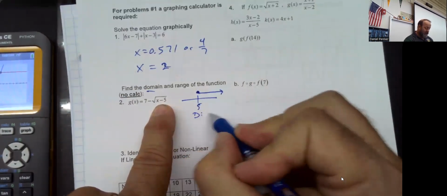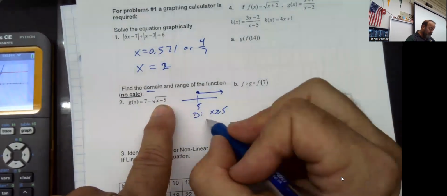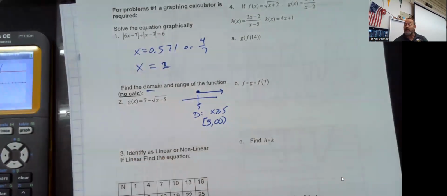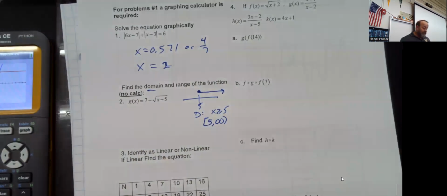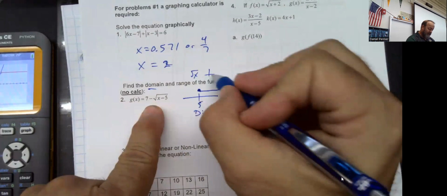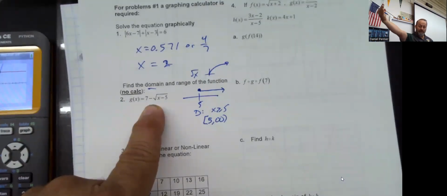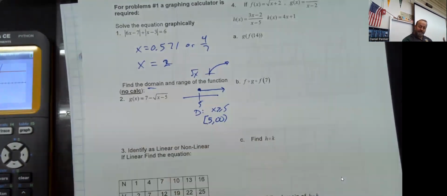So my domain is all values greater than or equal to 5, or if you'd like to, you could use interval notation and say from 5 to infinity. Those are both valid notations. In fact, this is all 3 notations here. But the range is a little bit tricky. So what I wanted you to do is just think about it a little bit. I know that generally the square root of x looks like this, and its range would be all values from 0 to infinity. But if we put that negative in front, it's going to flip it over.